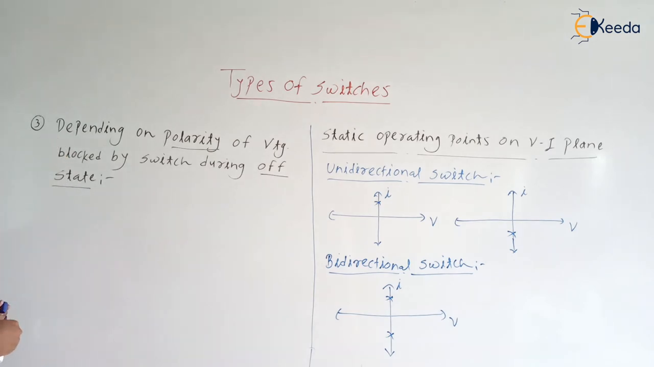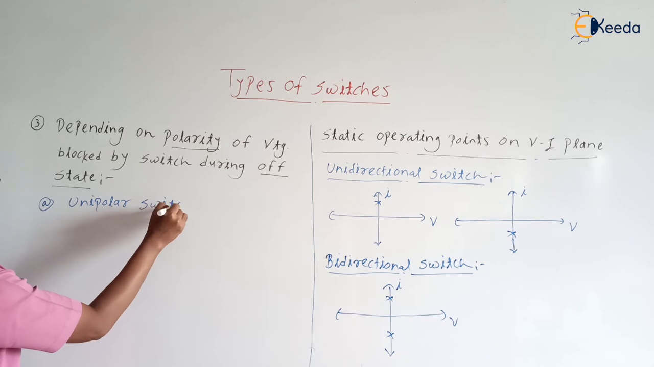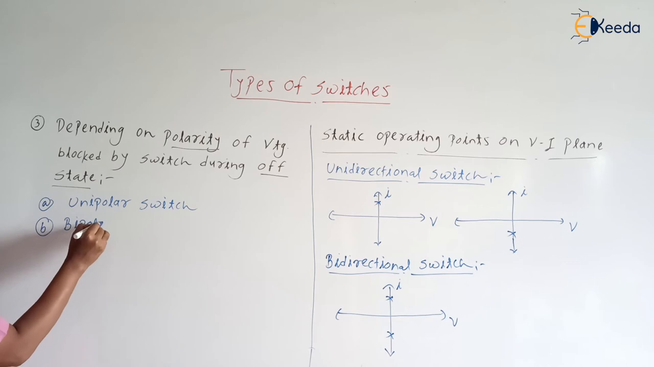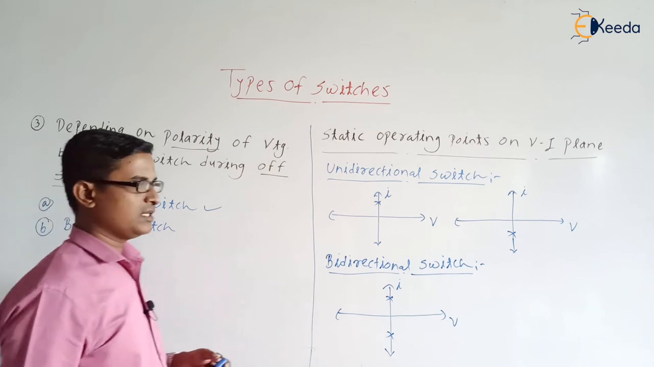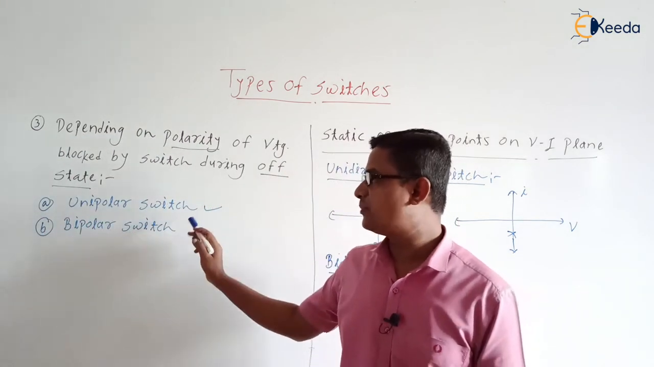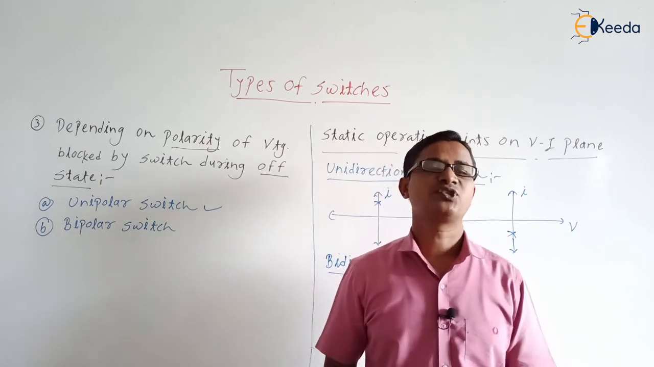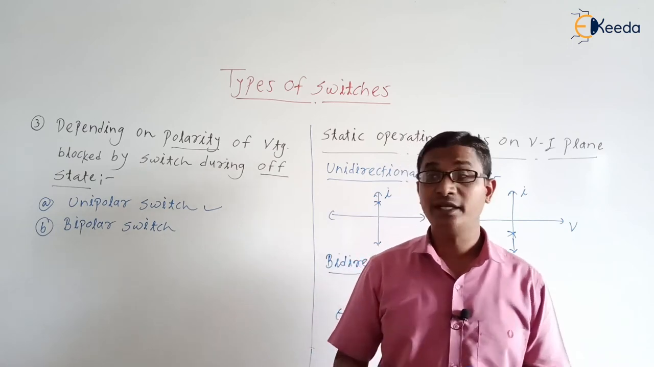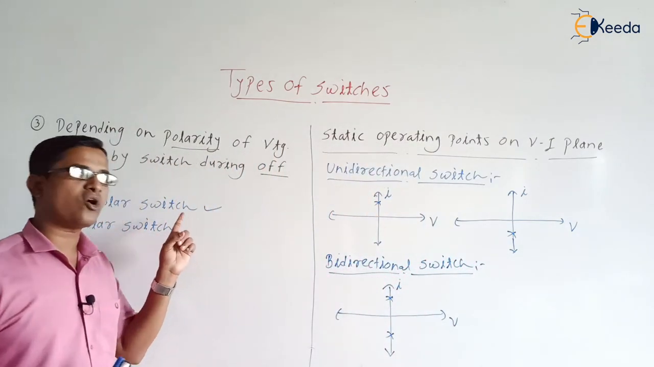So we have two types: one is the unipolar switch, and the second one is the bipolar switch. Let us discuss one by one. A switch is said to be unipolar if it blocks either forward voltage or reverse voltage during its off state. So it is blocking either forward or reverse voltage.